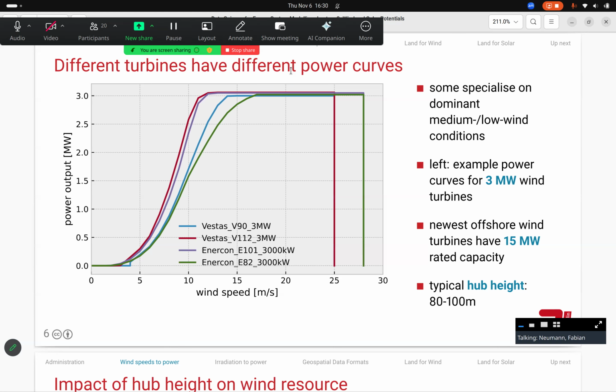But the trend is clearly to have wind turbines that have much higher ratings. Even the newest offshore wind turbines have up to 15 megawatts rating.